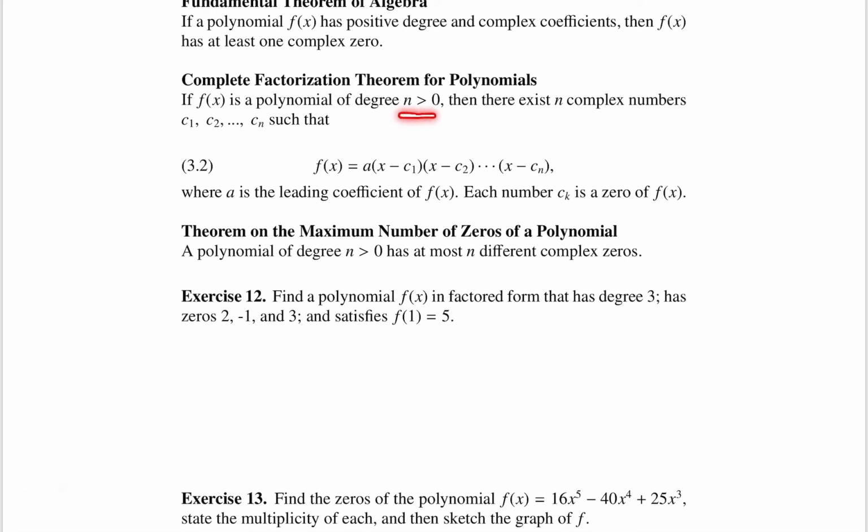All right, let's see, the complete factorization theorem of polynomials says that if you have a polynomial f of x and if the degree is greater than 0, then there exist n complex numbers c sub 1 through c sub n such that you can factor your polynomial into n different factors.